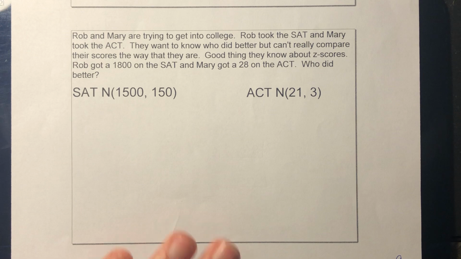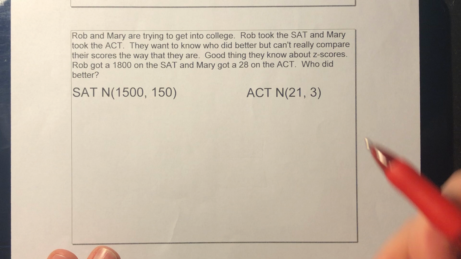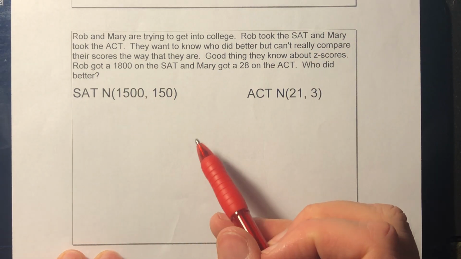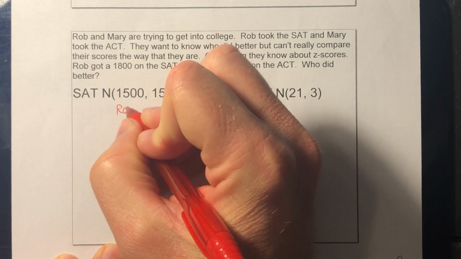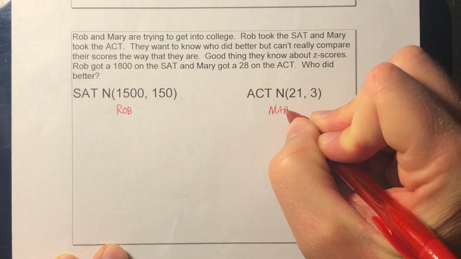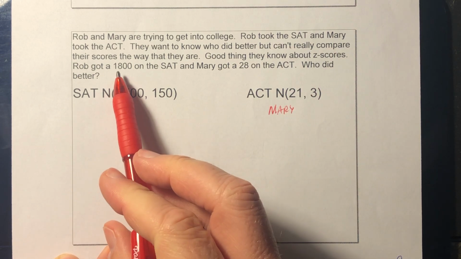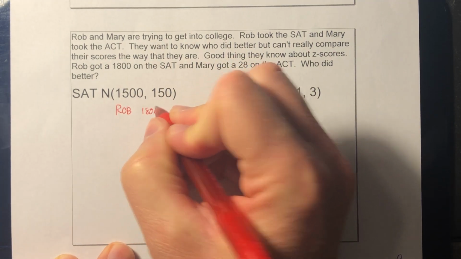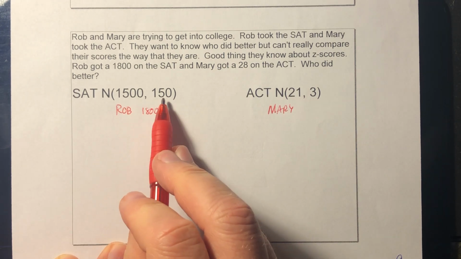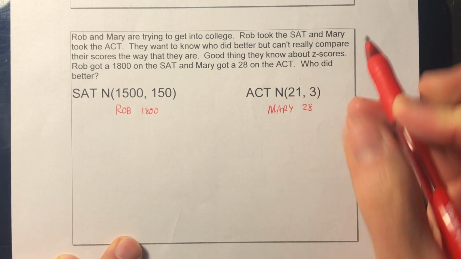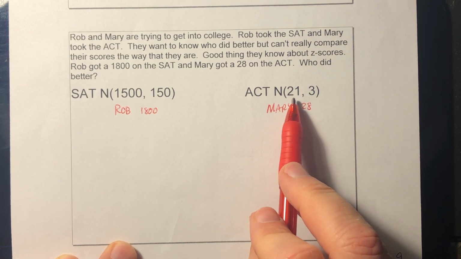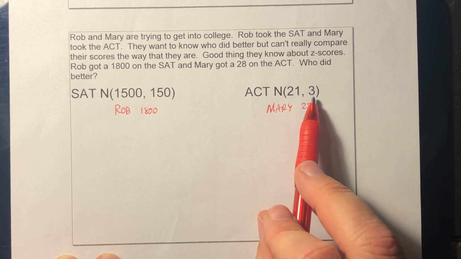All right, last example. So we got Rob and Mary here taking the SAT. Well, Rob took the SAT, Mary took the ACT. Who did better is basically what's happening. So here's Rob. Here's Mary. Rob had a score of 1,800. Now the average, the mean was 1,500. Standard deviation was 150. On the ACT, Mary got a 28. Okay, so 21 was the mean, the average. 3 was the standard deviation.